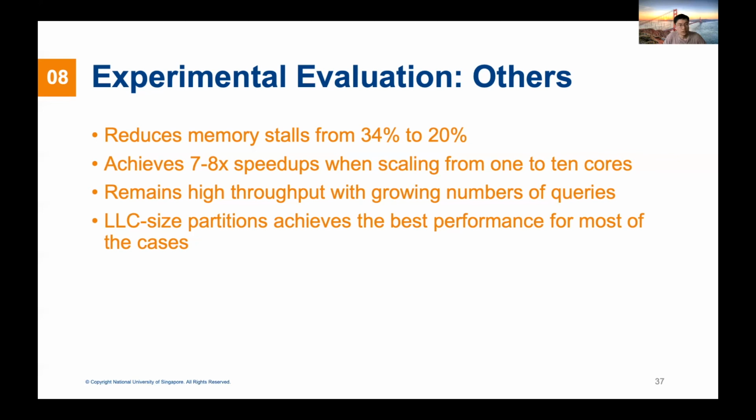We have also listed other experimental results from the paper. ForGraph reduces memory stores from 34% to 20%. And it achieves 7 to 8 times speedups when scaling from 1 to 10 cores, which is much higher than other graph processing systems. It can maintain high throughput even with a growing number of queries. Besides, we also evaluate the effects of the size of the partition, and we noticed that LLC-sized partitions achieve the best performance for most of the cases.